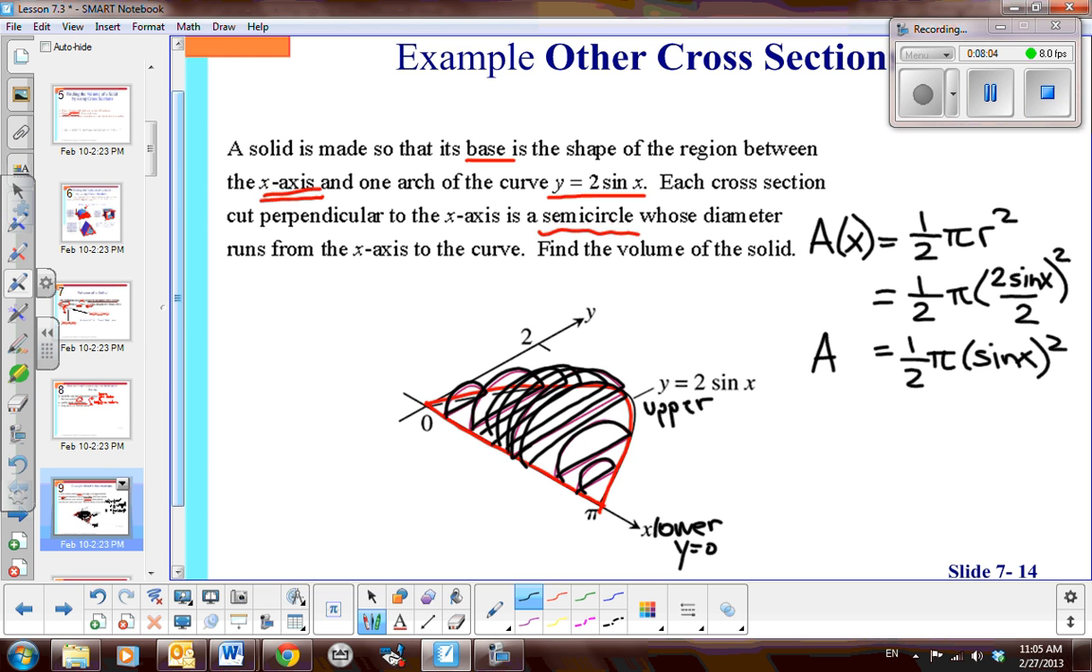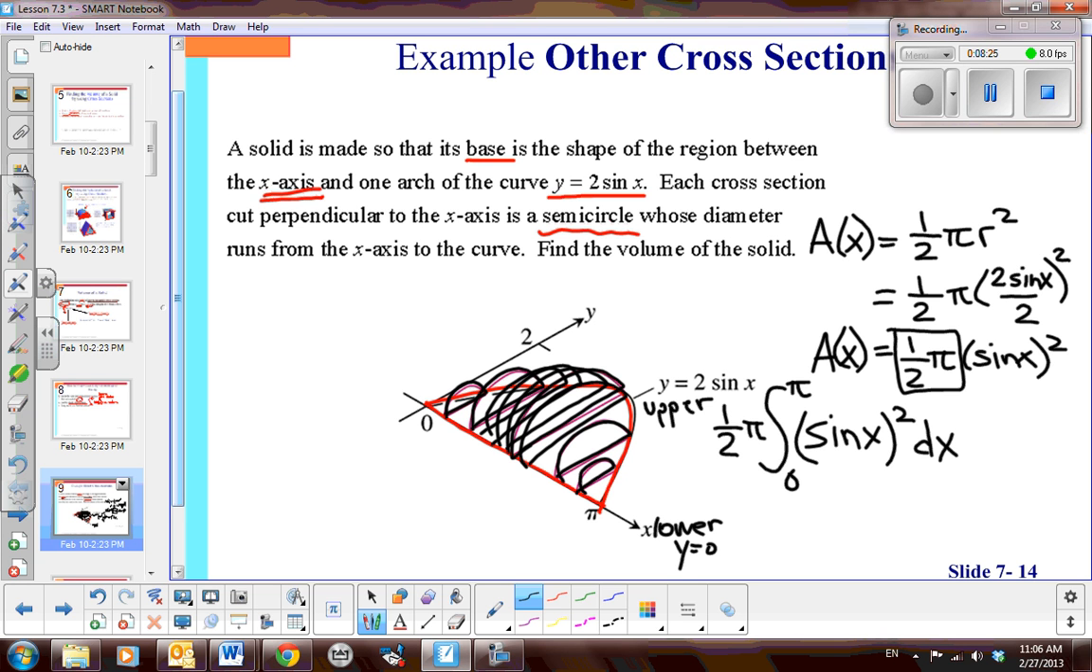This is the area of the semicircle. So we're going to integrate from the lower limit to the upper limit, from 0 to pi. Now I notice I have a constant here. So just to make it a little simpler, remember with integrals we can write the constant in the front, 1/2 pi, and then it's sine of x squared with respect to x. And we would use our calculator then to find this value.